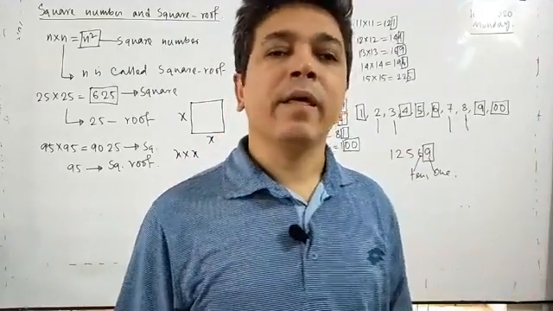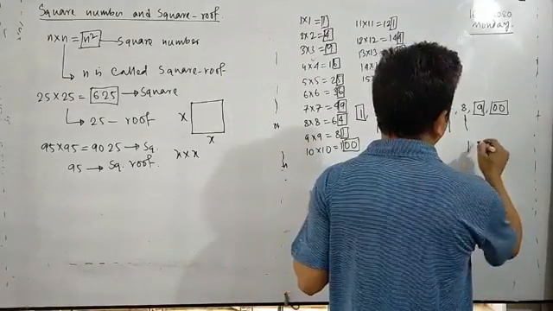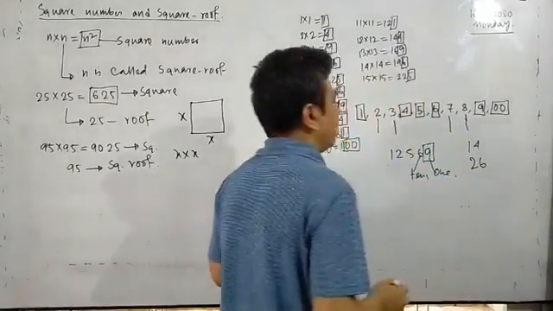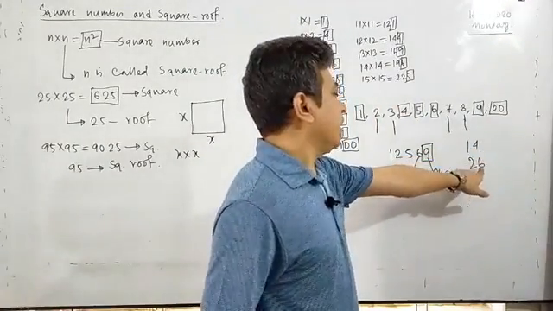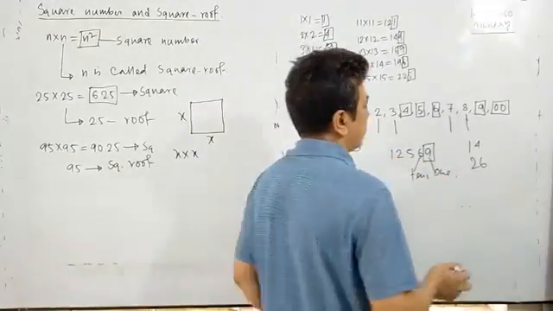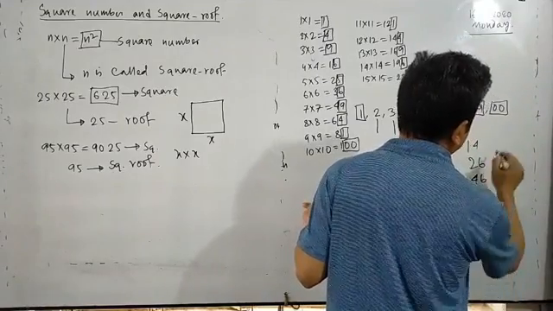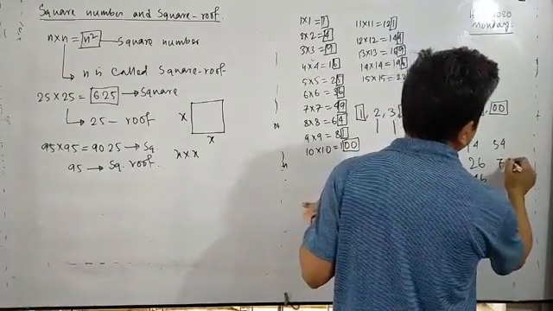numbers. For example, I already told you 14 is not a square number, 26 is not a square number. 26 is not a square number, but on the right side it is 6, so we can't say it is a square number. For example, 46 is not a square number. 56 is not a square number, 54 is not a square number. 74 is not a square number.